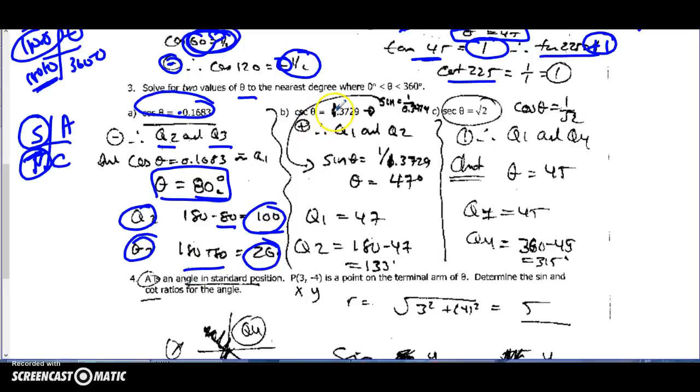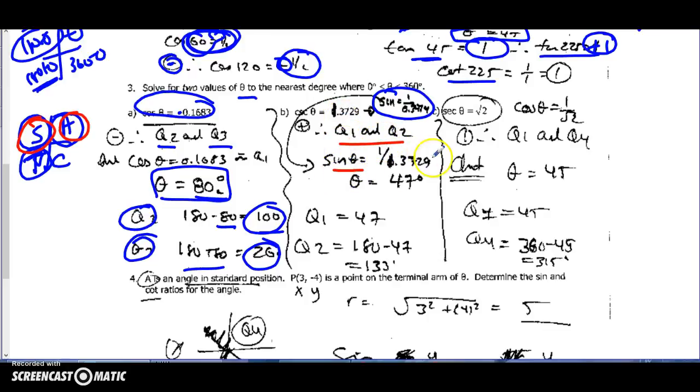Okay, cosecant theta is this, 1.3729. So I'm not going to find that. What I really want to find is sine of this. Sine is positive. Sine is positive in quadrant 1 and quadrant 2. So let's do this in red here. Quadrant 1 and quadrant 2, I have positive signs. So my answers, I'm looking for 1 and 2.